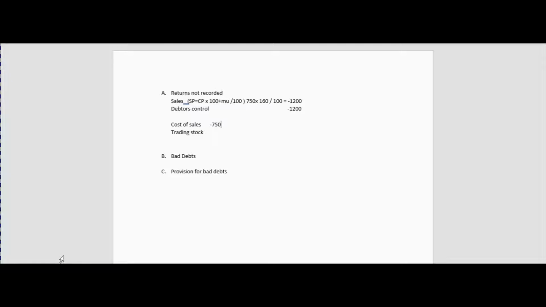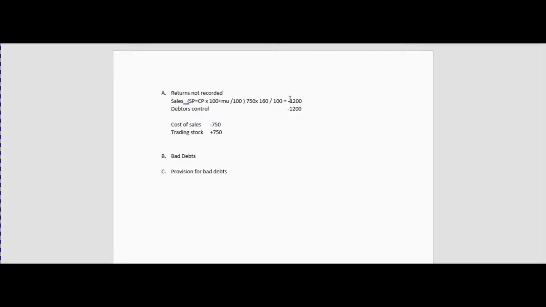So you can remember, if it's a return not yet recorded, you will always make your sales less with the selling value and your cost of sales less with the cost price. So we got the stock back, so our trading stock will become more. Good. Now I've got to look at what will affect my income statement. If I look at sales, yes, that is on the income statement. Debtors control is not there, but I may need the figure later. And cost of sales is also there, and trading stock not.